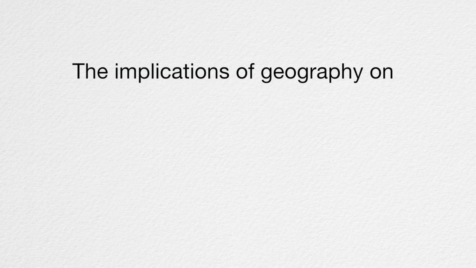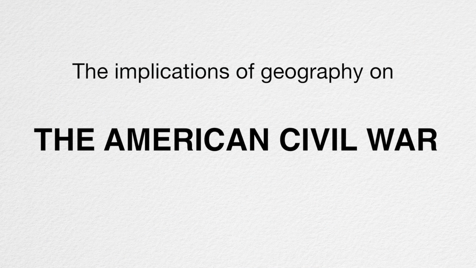In the previous section of this lecture, we talked about the adaptation of human beings to the different physical geographies of the northern and southern United States and the challenge of extending that organization westward. In this section, we'll look at the implications of this for the outbreak of the American Civil War.